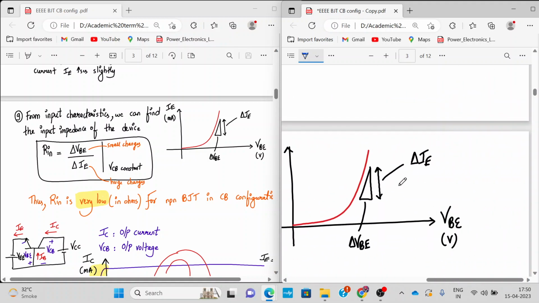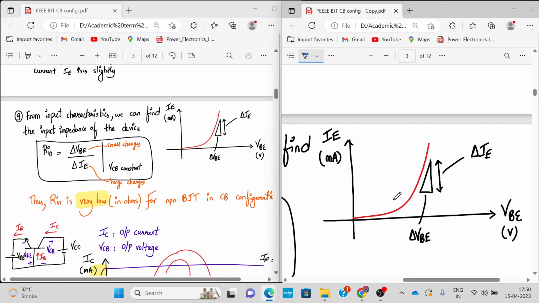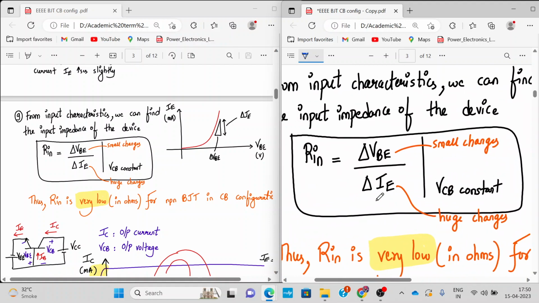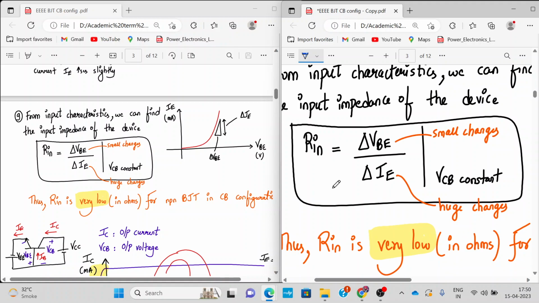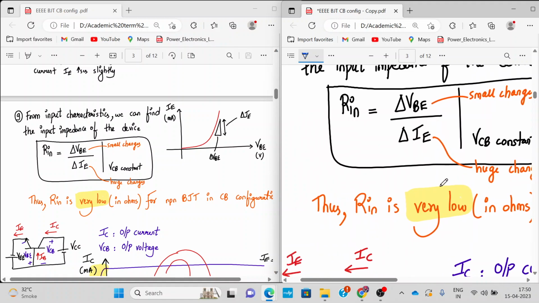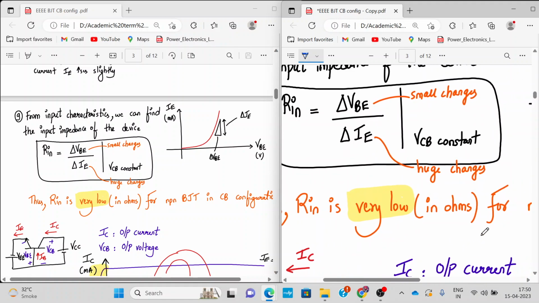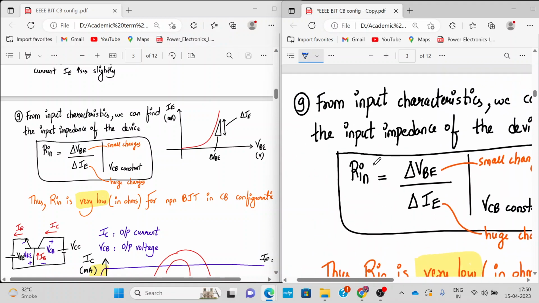As you can see very clearly, delta VB changes are very small and delta IE changes are very large. Alright. So small changes divided by large changes will lead to a smaller value. So the input impedance of the device in the common base configuration mode for the NPN BJT is very low. It's in a few ohms. Alright. So this is about the input characteristics of the BJT.